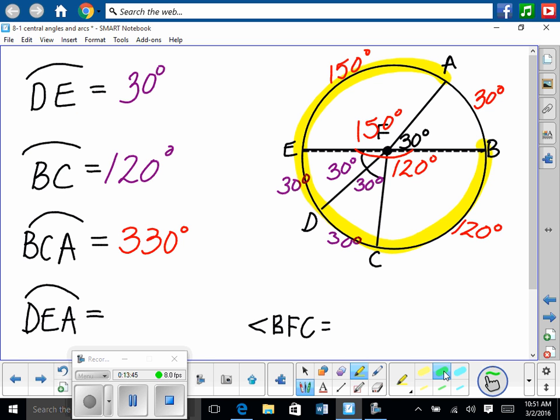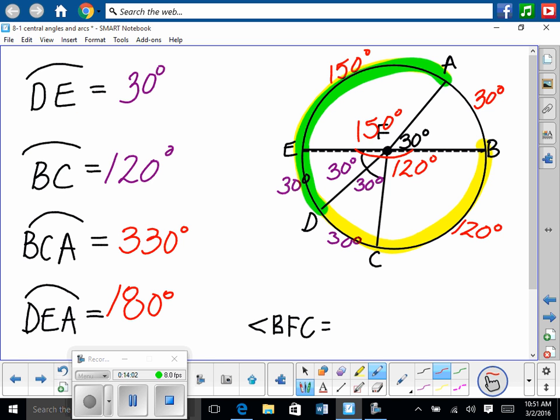Okay, so D, E, A. So I start at D. I'm going to do it in a different color. So D, then to E, so that'd be this way, then to A. Wouldn't that be that arc? So add that up, what do we get? 180 degrees. Okay, good. And then it says find angle BFC.